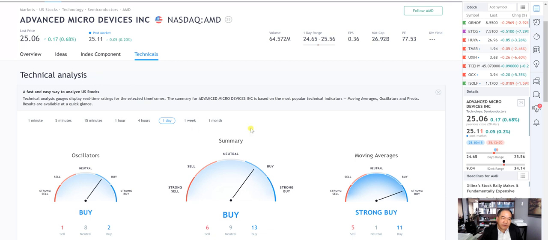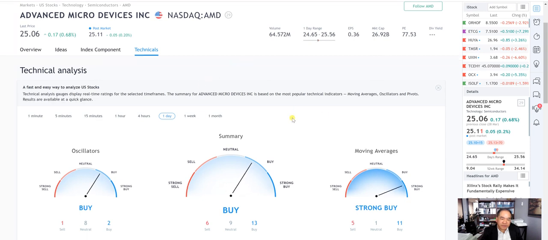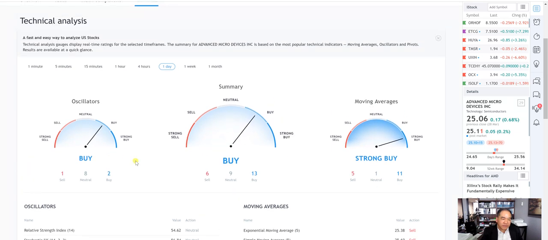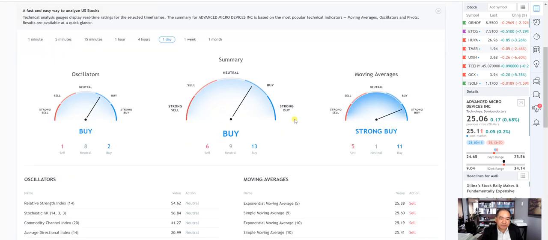This is TradingView that I'm using. I have a pro account and stuff like that, so I have access to some of this technical analysis. And so you can see here the accelerators: 1 sell, 8 neutral, 2 buys. Summary: you have pretty much 9 neutral, 13 buys, and for moving averages you're looking at 11 buys, 5 sell, 1 neutral. So overall, a summary of the technical analysis of a lot of the indicators is given a buy, and a strong buy, right?